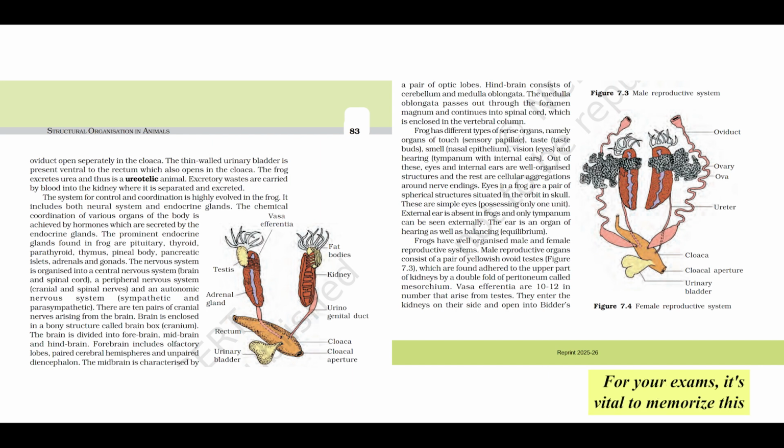For your exams, it's vital to memorize this list of prominent endocrine glands in a frog: pituitary, thyroid, crucial for metamorphosis, parathyroid, thymus, pineal body, pancreatic islets, regulating blood sugar, adrenals, stress response, and the gonads, testis and ovaries. Each secretes specific hormones regulating growth, metabolism, reproduction, etc., maintaining homeostasis.